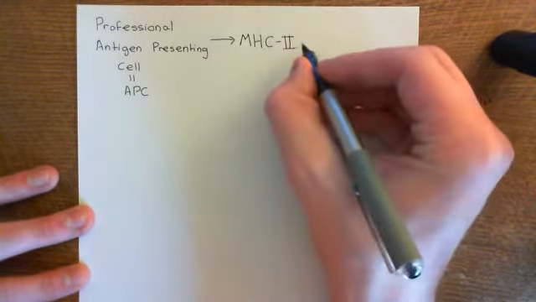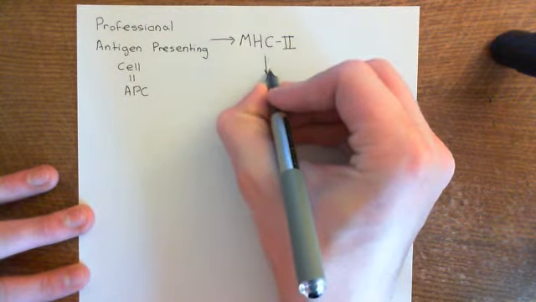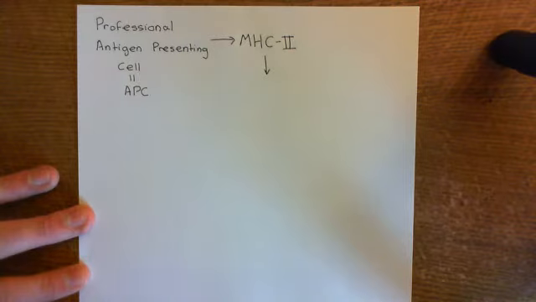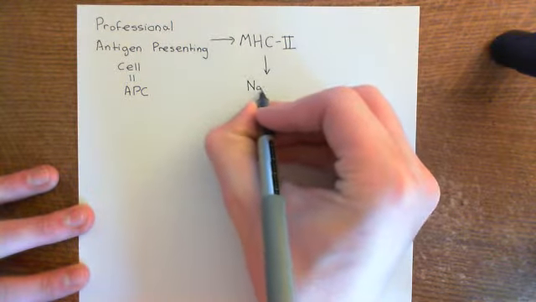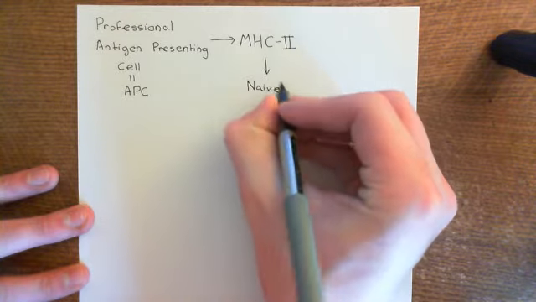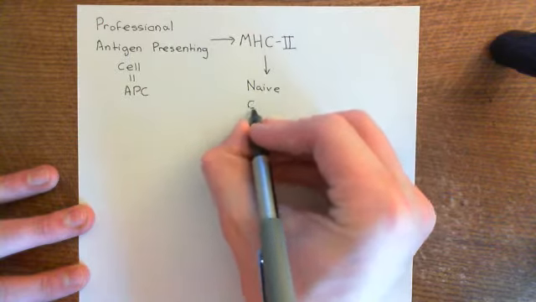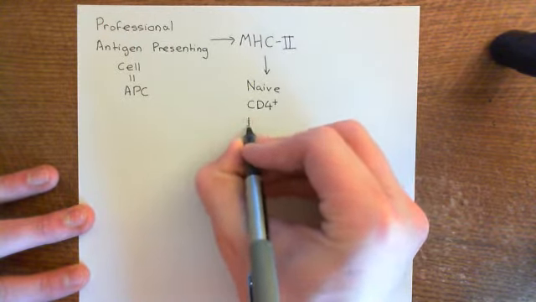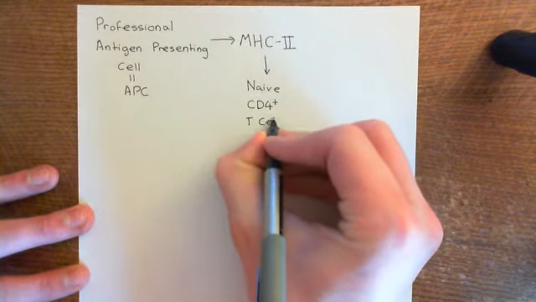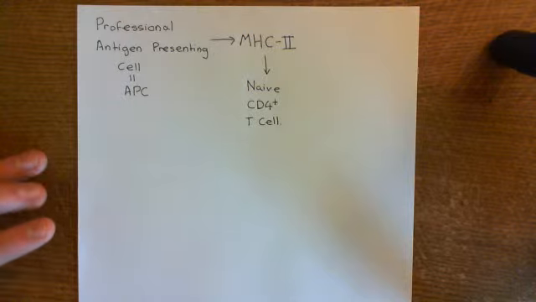Okay, this professional antigen-presenting cell will then go to the lymph nodes, and in the lymph nodes there are naive CD4 positive T cells, and because it is presenting the antigen fragment on MHC class 2, it has to present it to a naive CD4 positive T cell, because CD4 is a protein on the surface of the T cell which binds to MHC class 2.